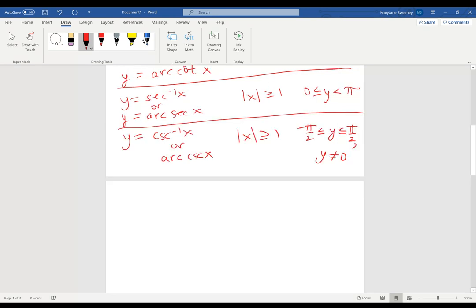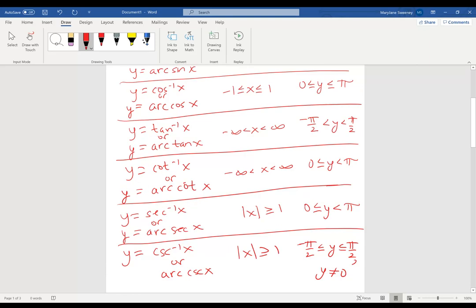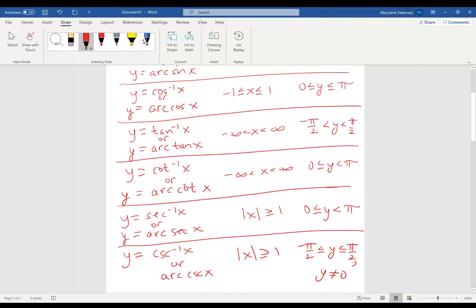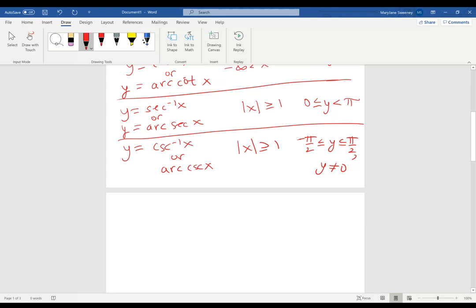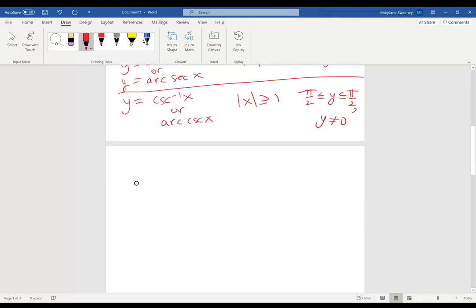So one thing you might have noticed: there were 3 places where we were from 0 to pi, and there were 3 places where we were from negative pi over 2 to positive pi over 2. So when I'm doing inverse trig, I like to come up with a chart. For inverse sine, inverse tan, and sine's reciprocal, which is inverse cosec, my answer is always going to be somewhere between negative pi over 2 and positive pi over 2.